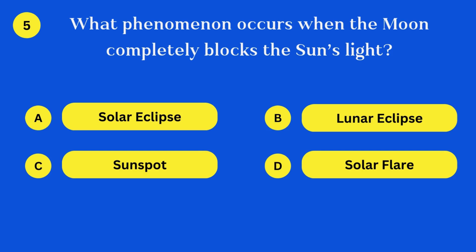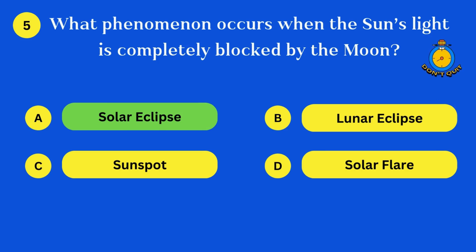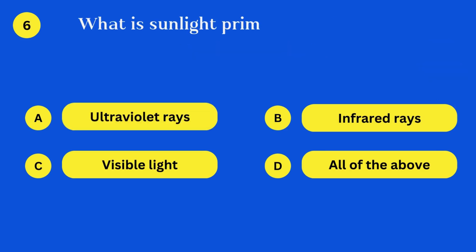A. Solar eclipse. B. Lunar eclipse. C. Sunspot. D. Solar flare. A. Solar eclipse. What is sunlight primarily composed of? A. Ultraviolet rays. B. Infrared rays.